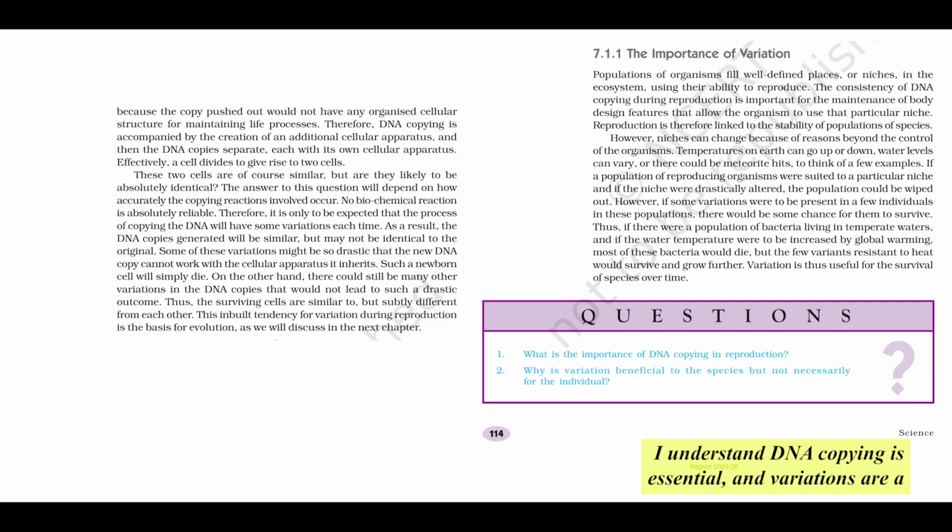I understand DNA copying is essential, and variations are a natural part of that, but why is this variation important? Isn't it better to make exact copies? Why would nature favor variation? That's a truly critical question, and it's frequently asked in competitive exams because it connects this seemingly simple act of reproduction to the broader existential concept of species survival. Let's delve directly into the profound importance of variation.